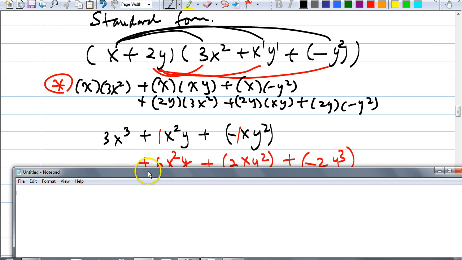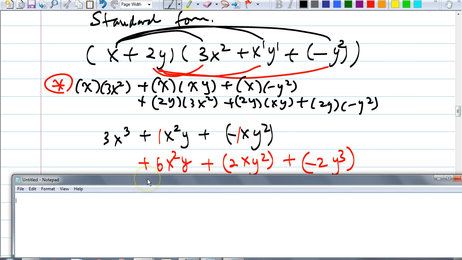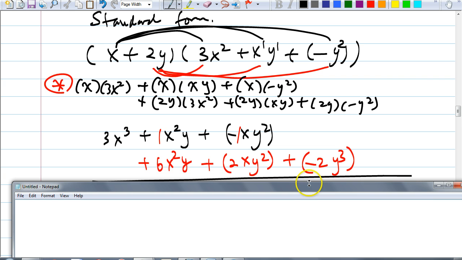And underneath, you see how the things will line up? You get 6x squared y plus 2xy squared plus negative 2y cubed. Isn't this nice? All the like terms line up. Look at your work. If you didn't get this, that means you're not going to get the right answer. You got this? Carolyn, what did you get as your answer then?